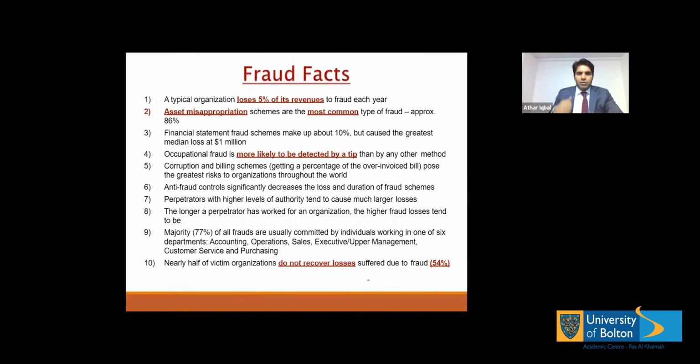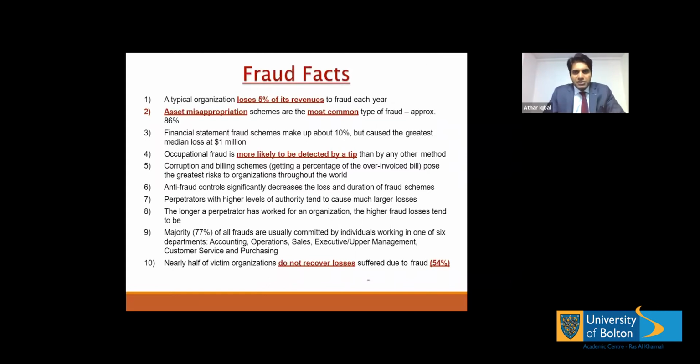So that's why my objective today is that you go back to your company, even your personal life. We are losing a lot, but we don't know. There are a lot of asset misappropriation schemes. As I discussed, it's almost 86%. It's the most common fraud in this world, in the corporate sector as well.